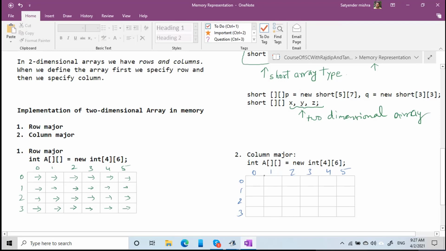And in column major, we read the information in this format. This way, this way, this way, and this way, and then this way, then this way, then this way, and then this. Right? We read the information in this way. So then in your head, why we are studying this, right?